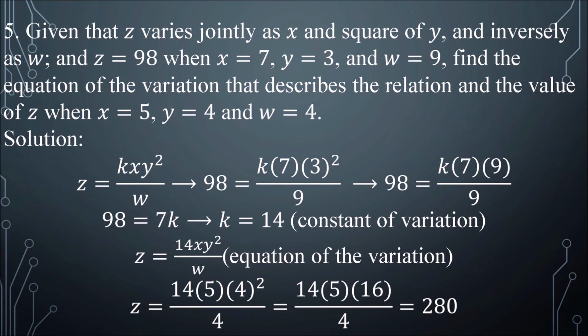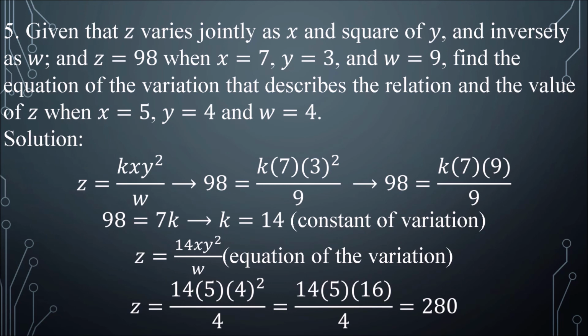The value of z, we need to find the value of z when x is equal to 5, y is equal to 4, and w is equal to 4. So z, using the formula, is equal to 14 times 5. 5 is x, as you can see. y is 4, so this will become 4 squared. That's y squared. And then w is equal to 4. So w is in the denominator. So as you can see, 4 is also in the denominator.